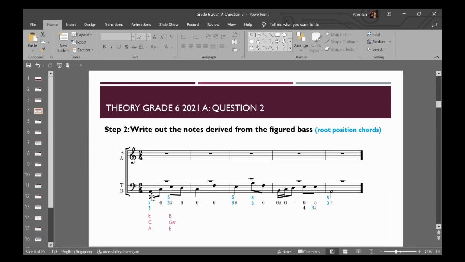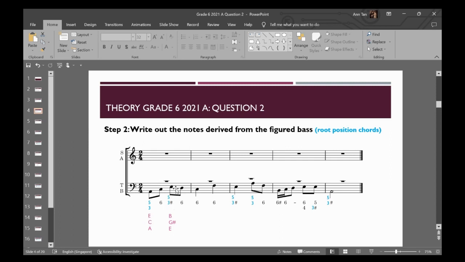So the first one that we see over here, 5-3, means that this A that is given to us in the bass refers to 1. So the third note from A will be C, and the fifth note from A is E. So the full chord given over here is A, C, E.